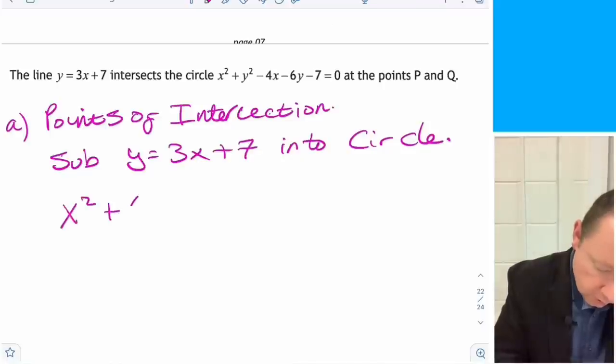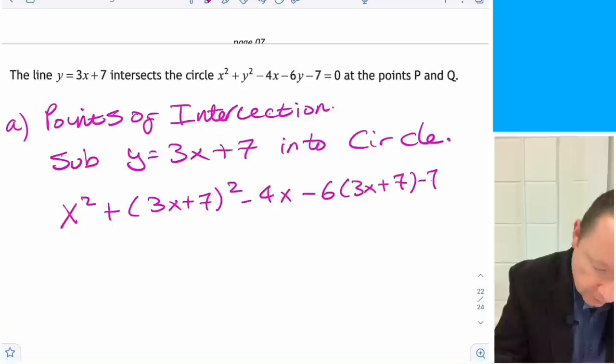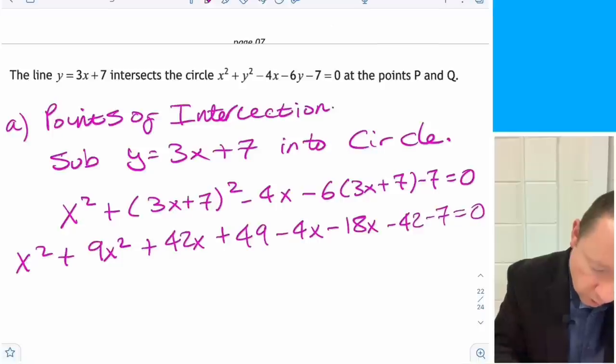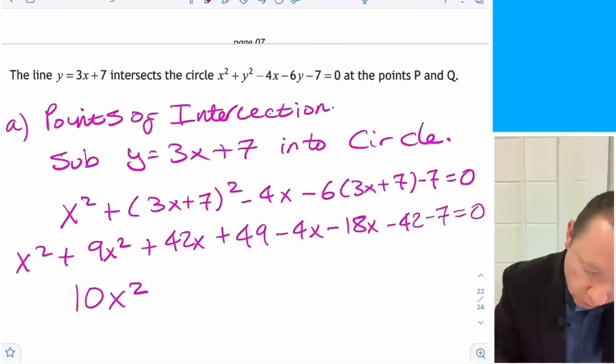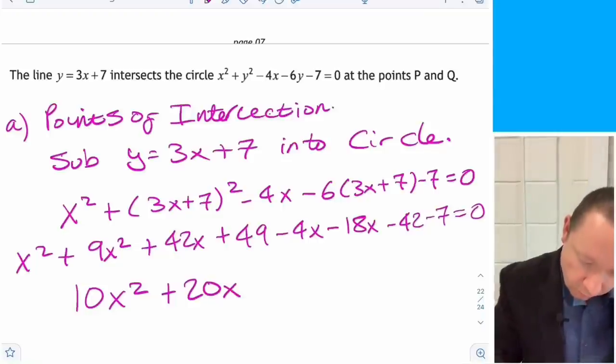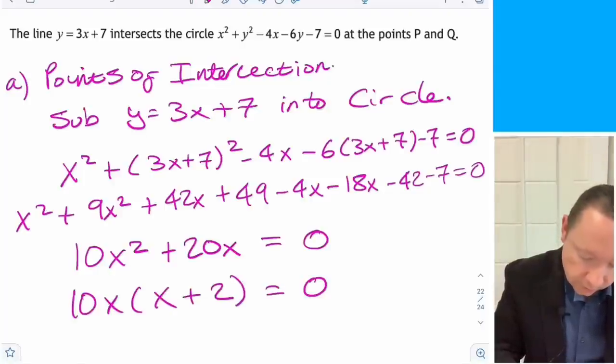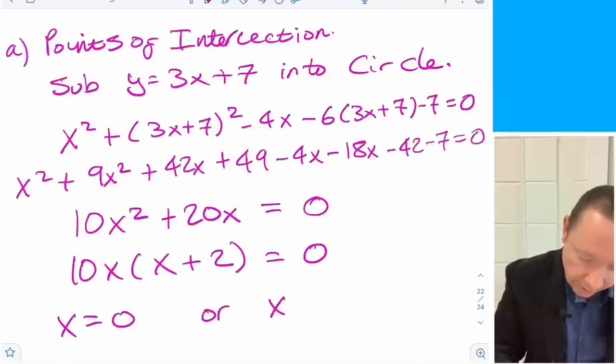So I've got x squared plus (3x plus 7) all squared minus 4x minus 6 times (3x plus 7) minus 7 must equal 0. So that gives me x squared plus 9x squared, 3 sevens is 21, double that is 42x, 7 sevens is 49, minus 4x, minus 18x, minus 42, minus 7 equals 0. So we've got in total 10x squared. We've got 42 minus 18 minus 4, which is plus 20x. And then we've got 49 minus 42 minus 7, that's 0. So that equals 0. So we can factorise that nice and easy. 10x is a common factor, obviously. x plus 2 equals 0. So that gives me two solutions, x equals 0 or x equals minus 2.